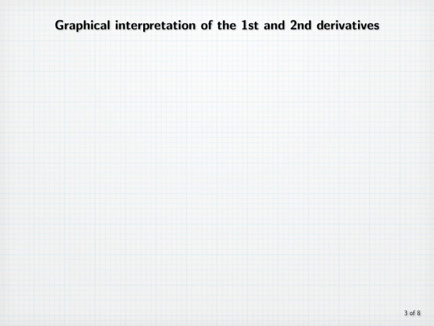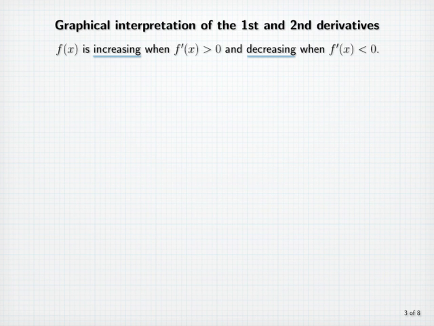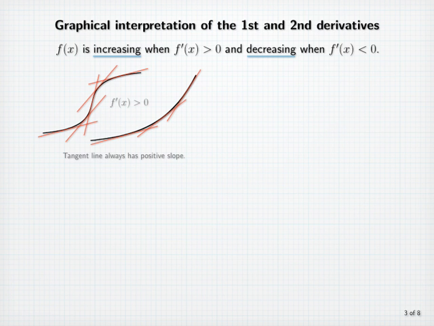Graphical interpretation of the first and second derivatives. F of x is increasing when f prime of x is positive and decreasing when f prime of x is negative. Here's the graph of a function f on an interval on which f of x is increasing. Notice that the slope of the tangent line is always positive over that interval. Here's the graph of another function on an interval on which it's increasing. Again, notice that the slope of the tangent line is always positive, and so f prime of x is always positive on that interval.